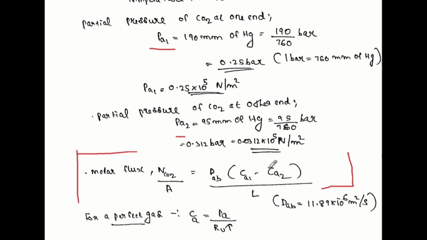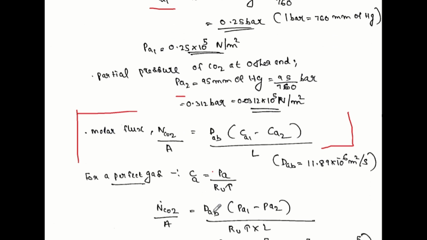Okay, so what I'm saying is that in the main equation we have the concentration difference, Ca1 and Ca2, but we only have the partial pressures, Pa1 and Pa2. So there's a relation between concentration and partial pressure. Ca will be Pa by RuT, where Ru means universal gas constant. So we can rearrange the equation and write it like this.